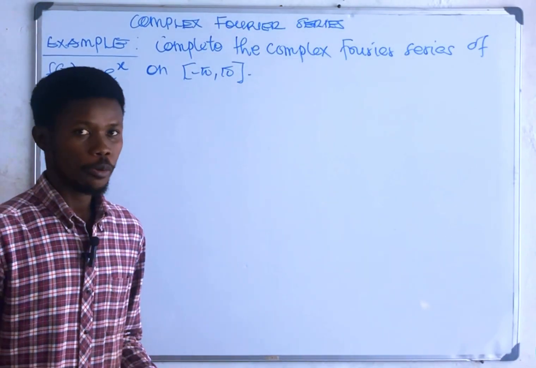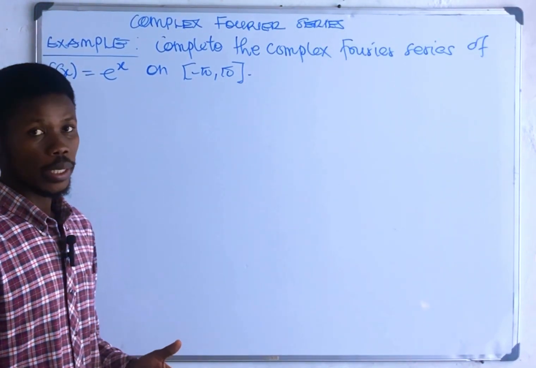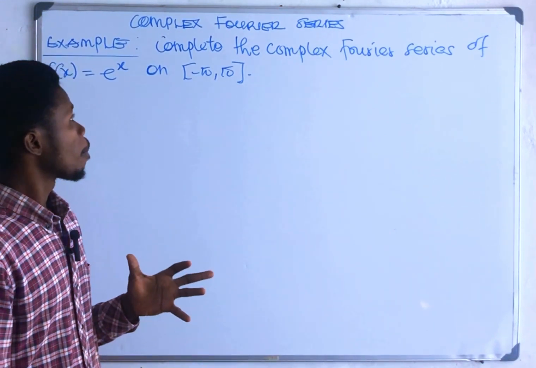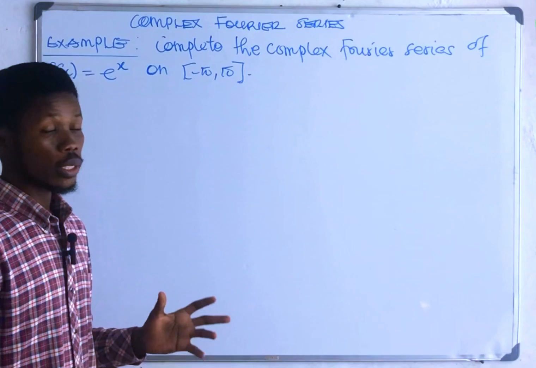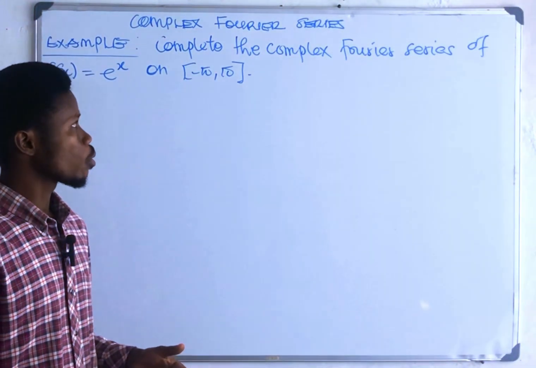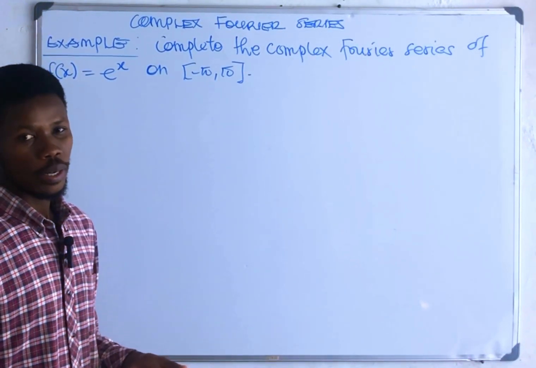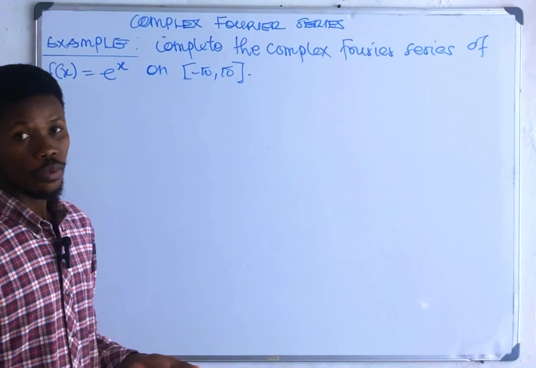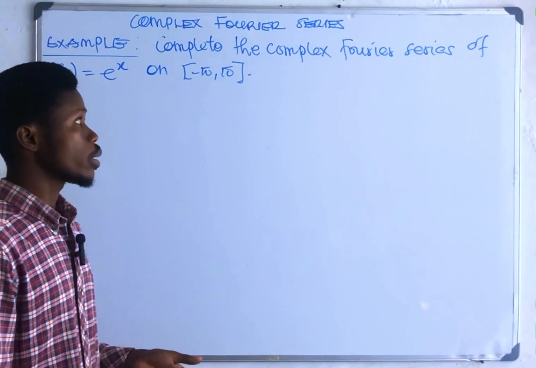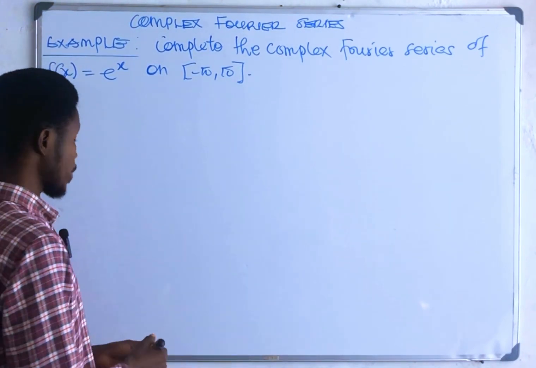Now let's look at some examples. Example: compute the complex Fourier series. So it's stated categorically, complex Fourier series. If it is not stated, you can't use the complex form to do that. When they say compute the Fourier series, you go by the normal one. Compute the Fourier sine, you go by the Fourier sine. Compute the Fourier cosine, you go by the Fourier cosine. When they say compute the complex Fourier series, you go by this one.